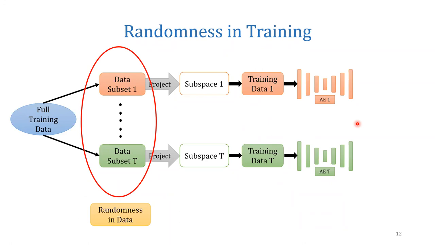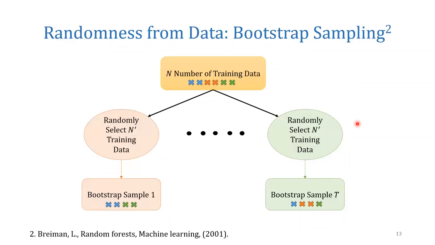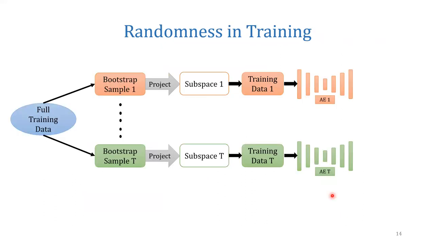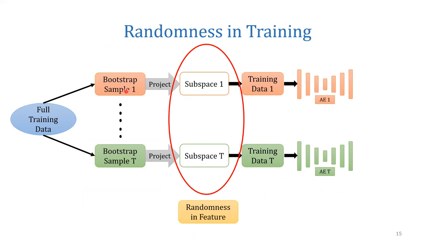So first, to create different data subsets from the full training data, we use bootstrap sampling. Let us assume that we have n training data. We randomly select n' training data from these n training data. So these n' training data create the first bootstrap sample. In this way, we can create a second bootstrap sample. Since these data are chosen randomly, the bootstrap sample one, bootstrap sample two, and in that way, bootstrap sample T are likely to be different from each other. That is how the randomness in the training data comes in. Thus, we have bootstrap sample one to bootstrap sample T, one for each autoencoder.